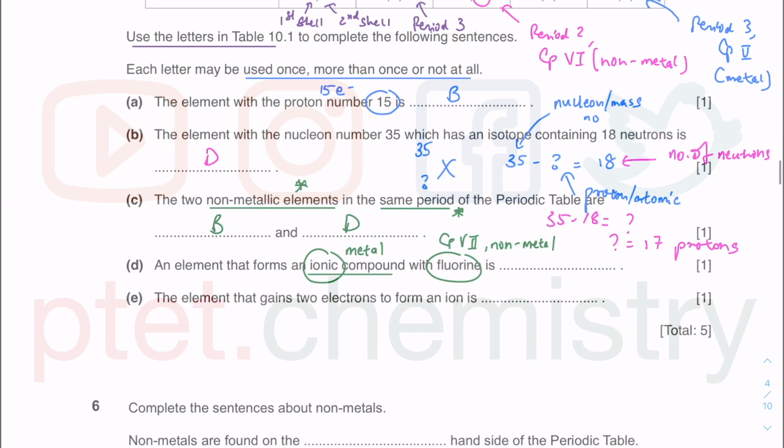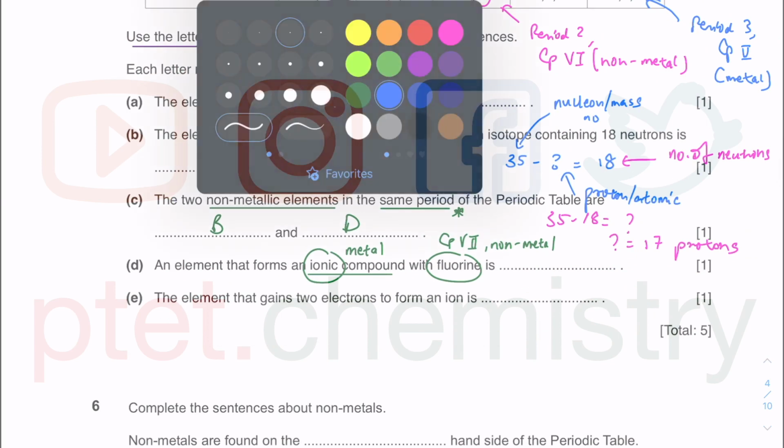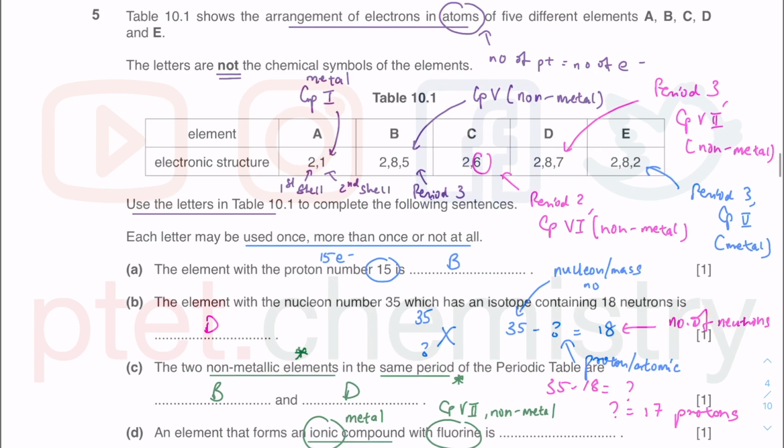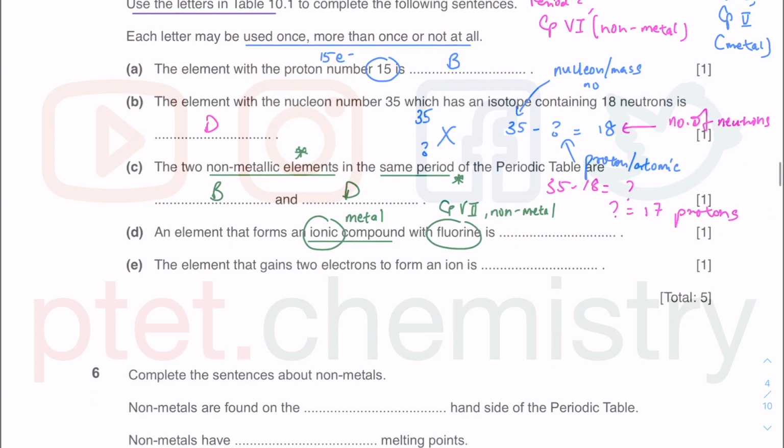They don't say the element here, they say an element, because there's more than one possible answer. So it could be the group 1 metal, which is A, or the group 2 metal, which is E. Either you put down A or you put down E, and that will be correct as well.